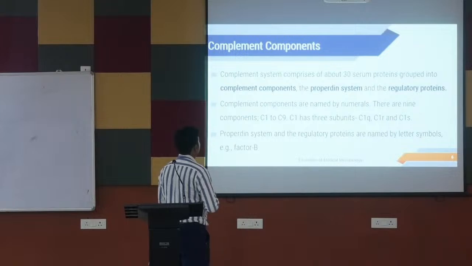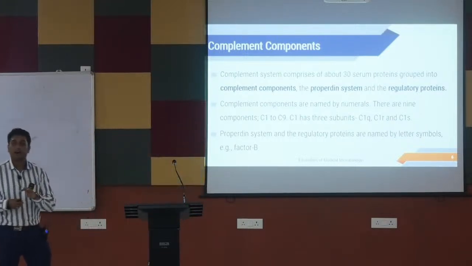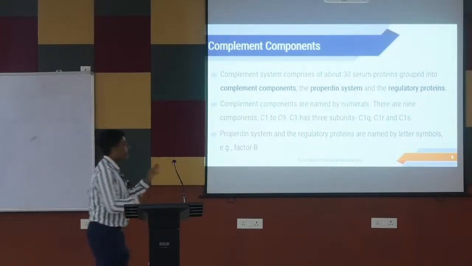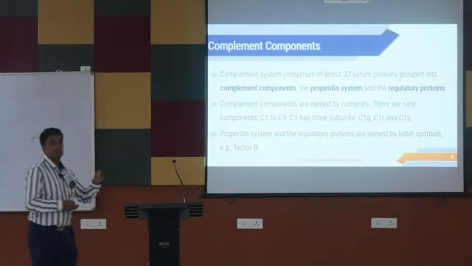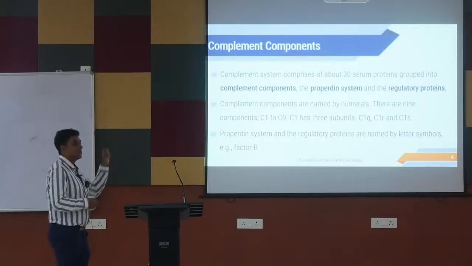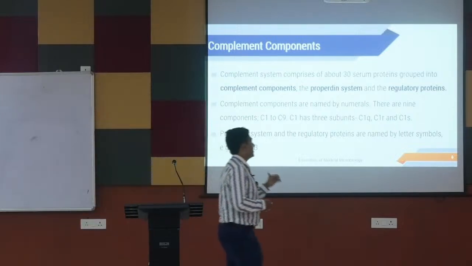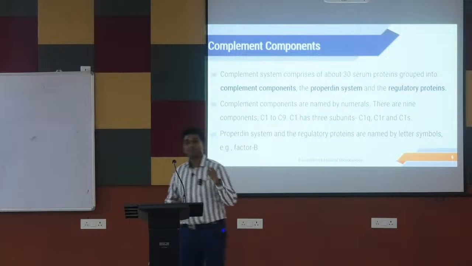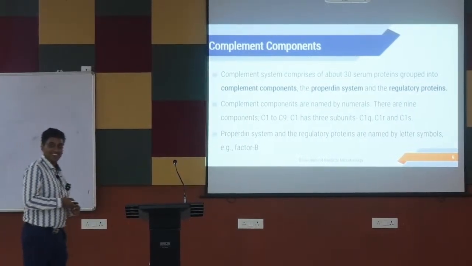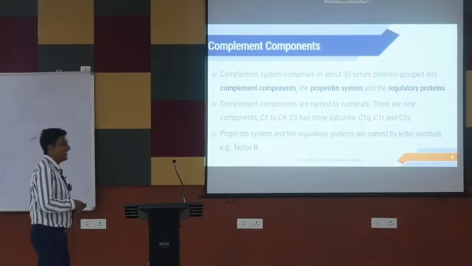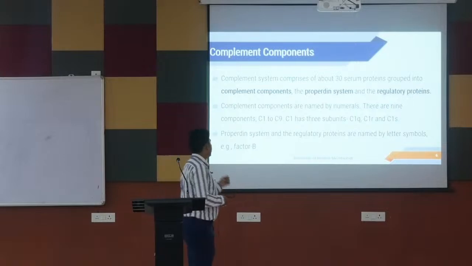These are grouped into the complement components, the properdin system and regulatory proteins. তাহলে সন্দীপ এদেরকে তিন ভাগে আমরা ভাগ করি, complement components, properdin system and the regulatory proteins. The complement components are named by numerals. 9টা কম্পোনেন্ট রয়েছে C1 থেকে C9। C1 এর আবার 3টে সাব ইউনিট রয়েছে, C1q, C1r, C1s। এটা শুনে সন্দীপ কি মনে পড়ছে? C1, C2, C3, বাড়ি ফেরার শতাব্দী, তাই তো? ও আচ্ছা। The properdin system and the regulatory proteins are named by the letter symbols like factor B.